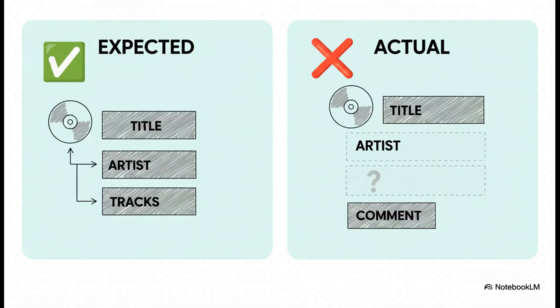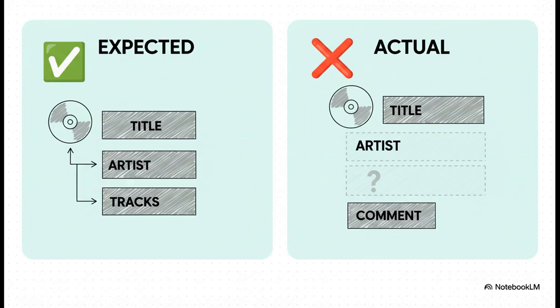And this is where we see the problem firsthand. Over on the left, that's what we want to see. For a CD, we want the artist, the number of tracks, all of it. But on the right, well, that's what we're actually getting. Just the title and the comment. All those important specific details are just gone.